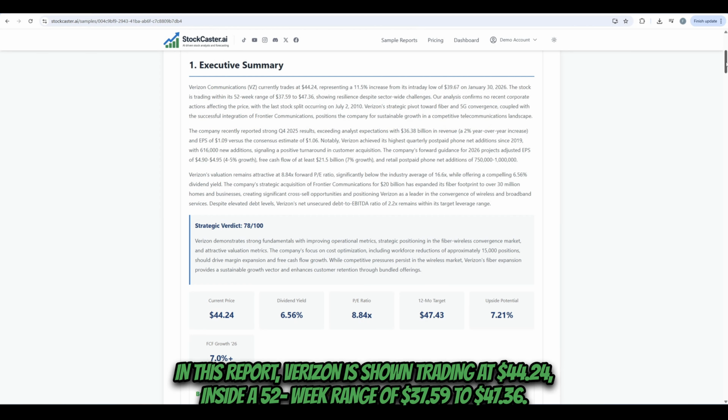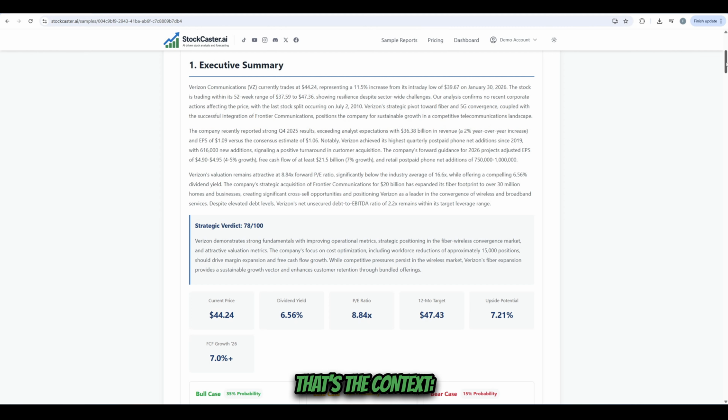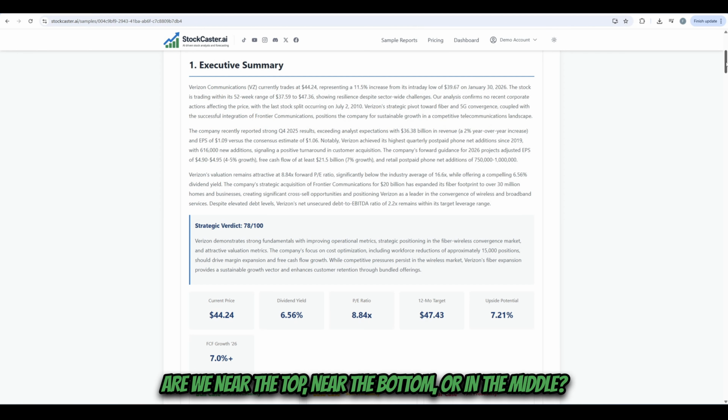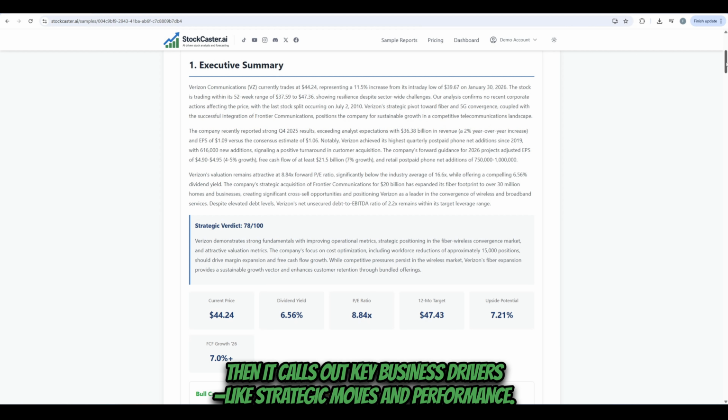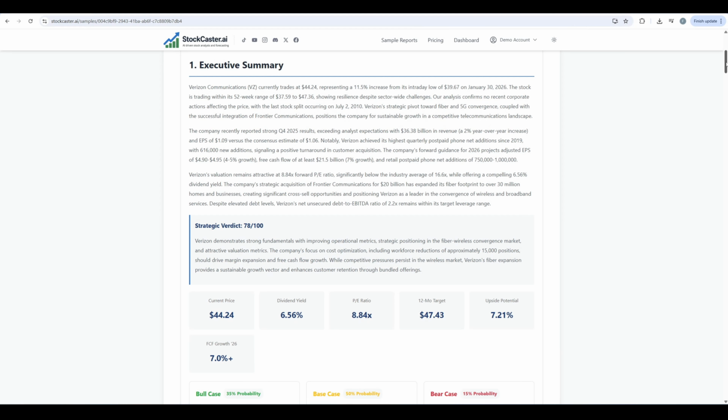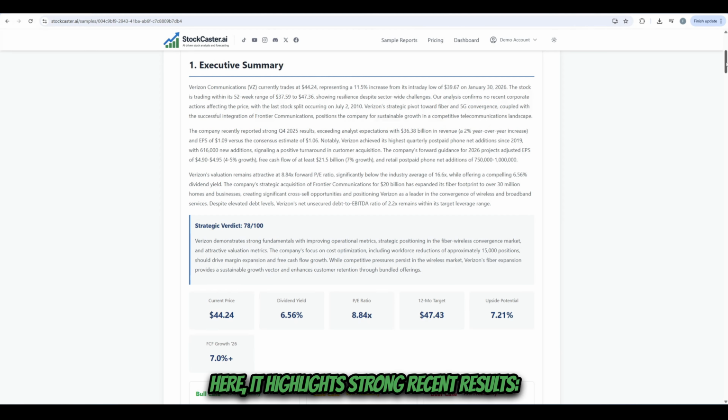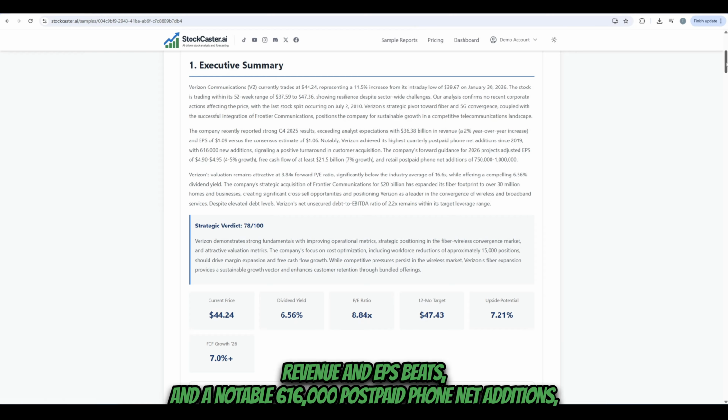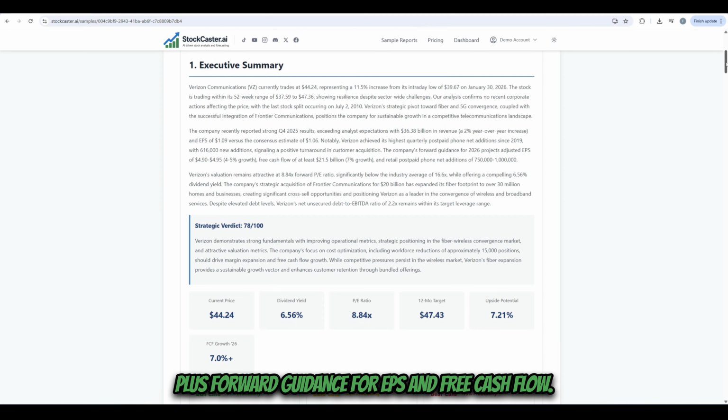In this report, Verizon is shown trading at $44.24, inside a 52-week range of $37.59 to $47.36. That's the context. Are we near the top, near the bottom, or in the middle? Then it calls out key business drivers, like strategic moves and performance. Here it highlights strong recent results, revenue and EPS beats, and a notable 616,000 postpaid phone net additions, plus forward guidance for EPS and free cash flow.